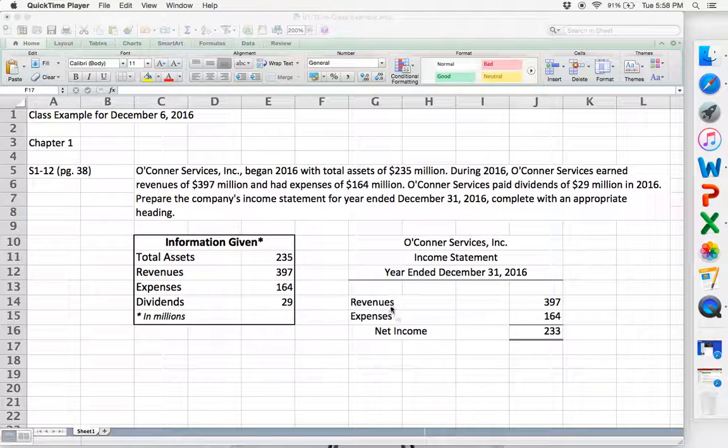You'll begin by listing out your revenues, in this case $397 million. And then you'll list out your expenses of $164 million. You subtract your expenses from your revenues to get your net income. Sometimes you might have a net loss where your expenses are greater than your revenues, and that is okay. But this is how you create your income statement.